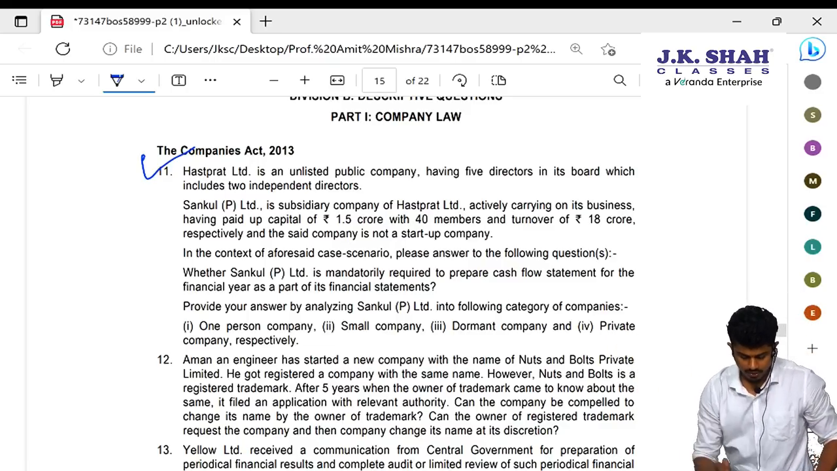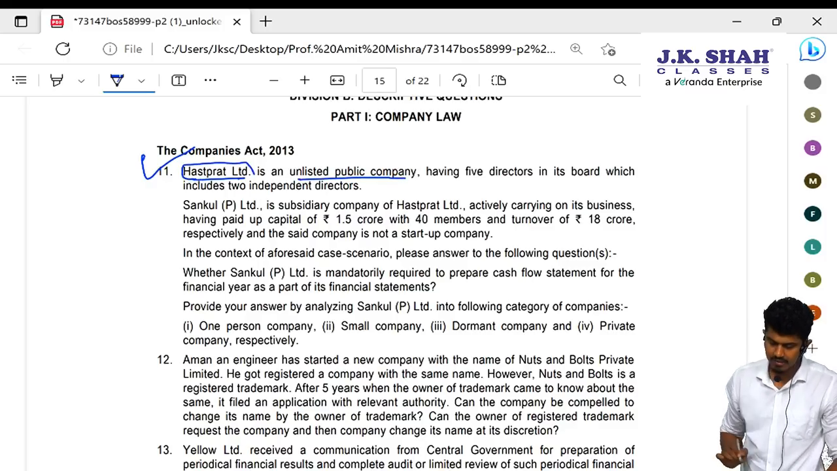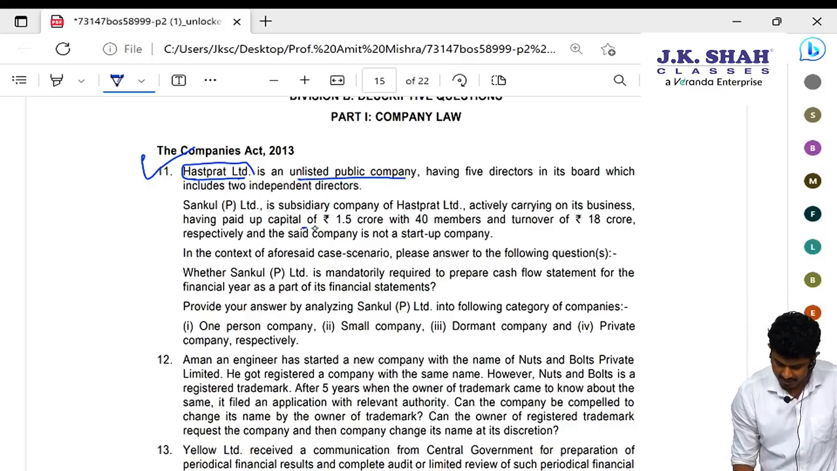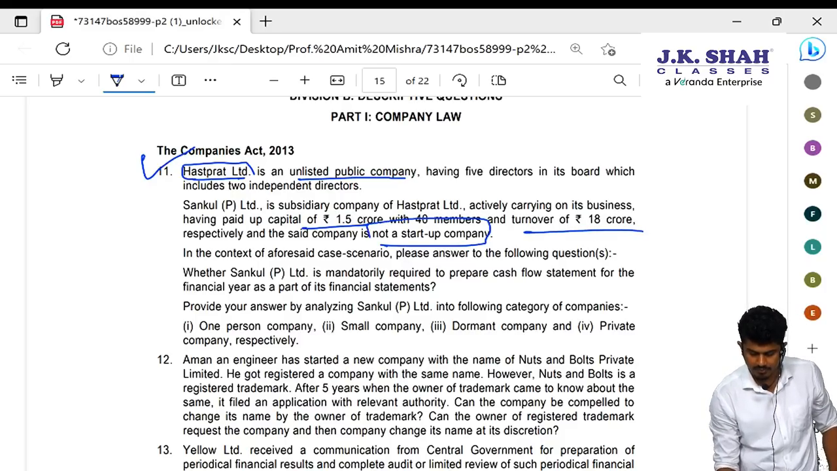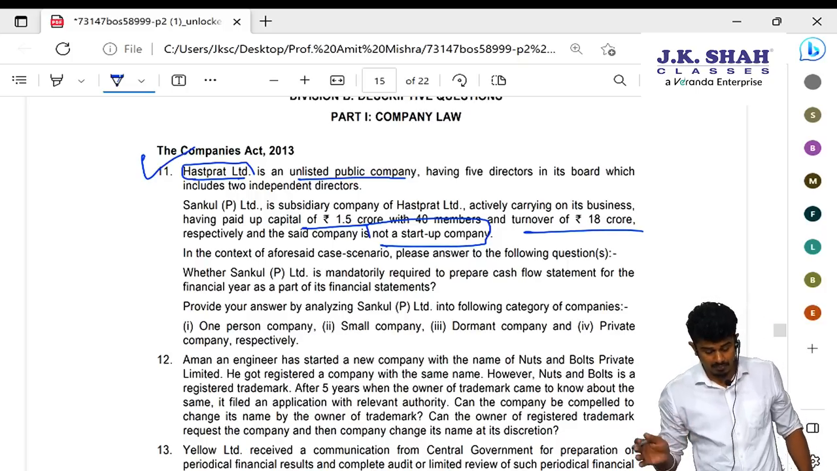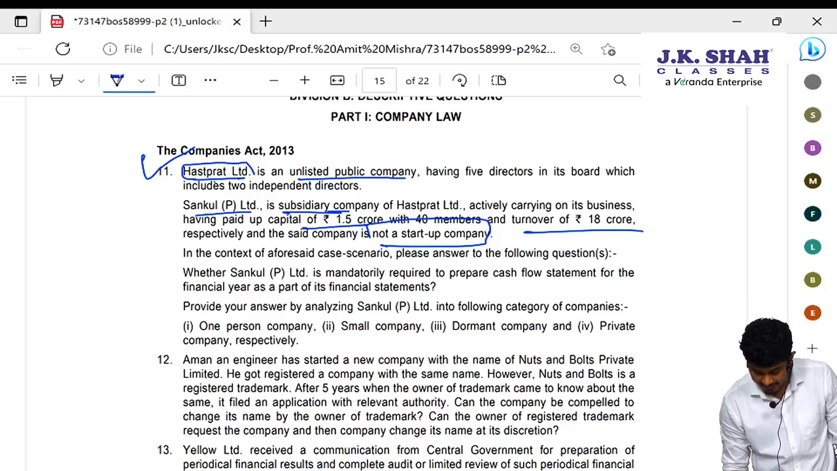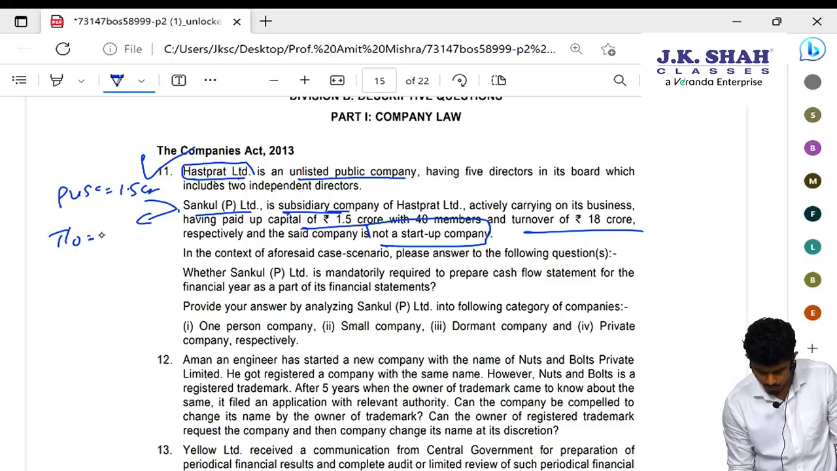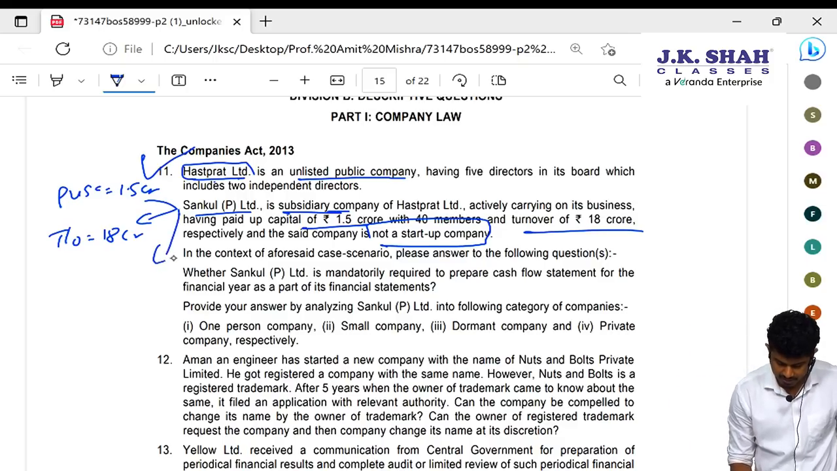Now coming to the discussion, Hastprat Limited is an unlisted public company. It has paid up share capital of 1.5 crore and turnover of only 18 crores, and it is not a startup company. Achha, Hastprat is an unlisted public company and Sankalp is a subsidiary company of Hastprat. And Sankalp has paid up share capital of 1.5 crore and turnover of 18 crore. And Sankalp is not a startup company.